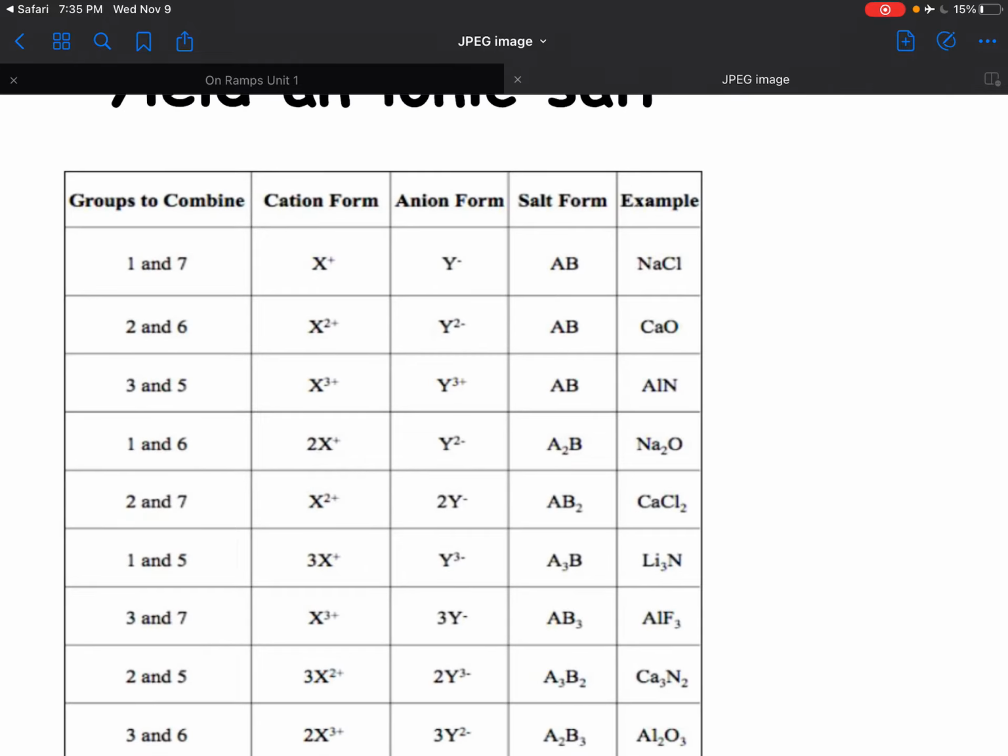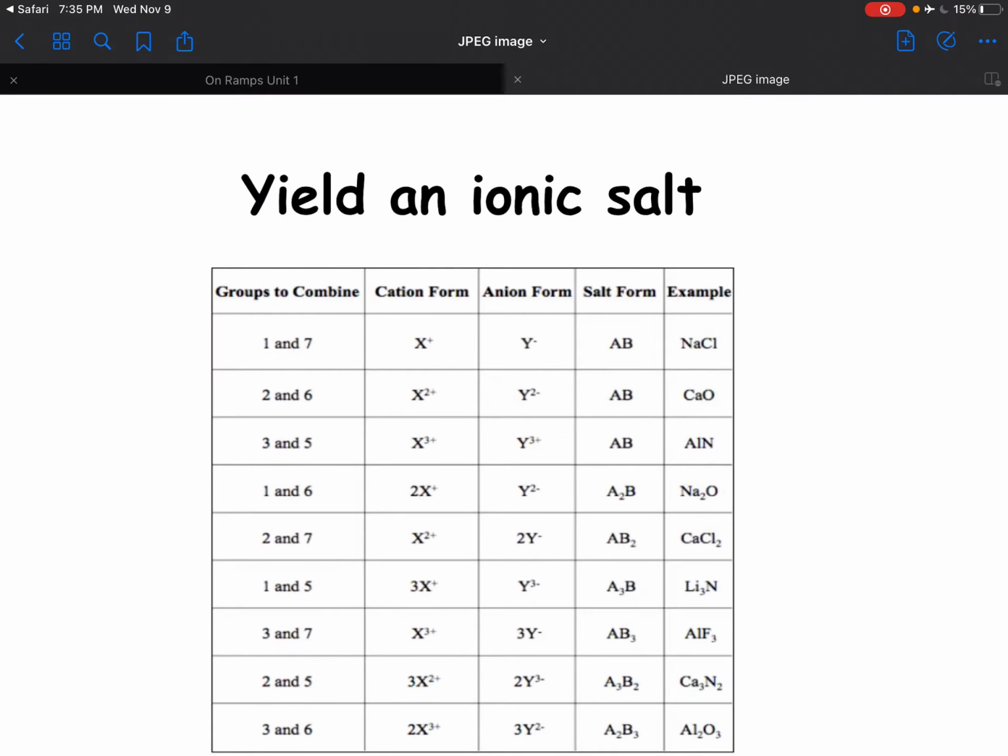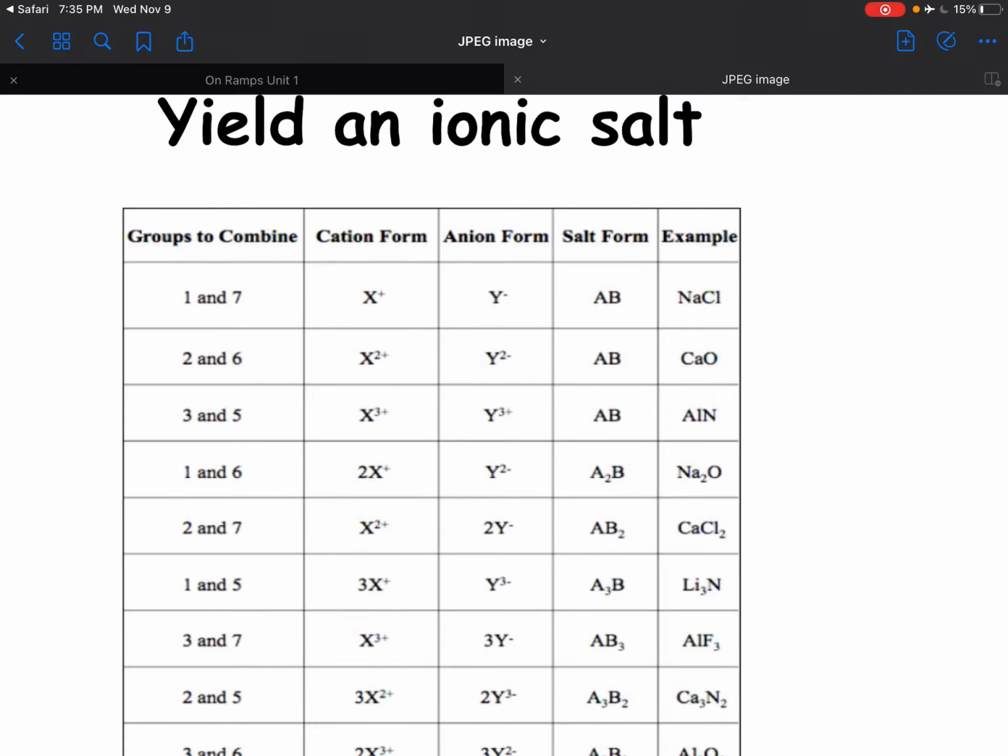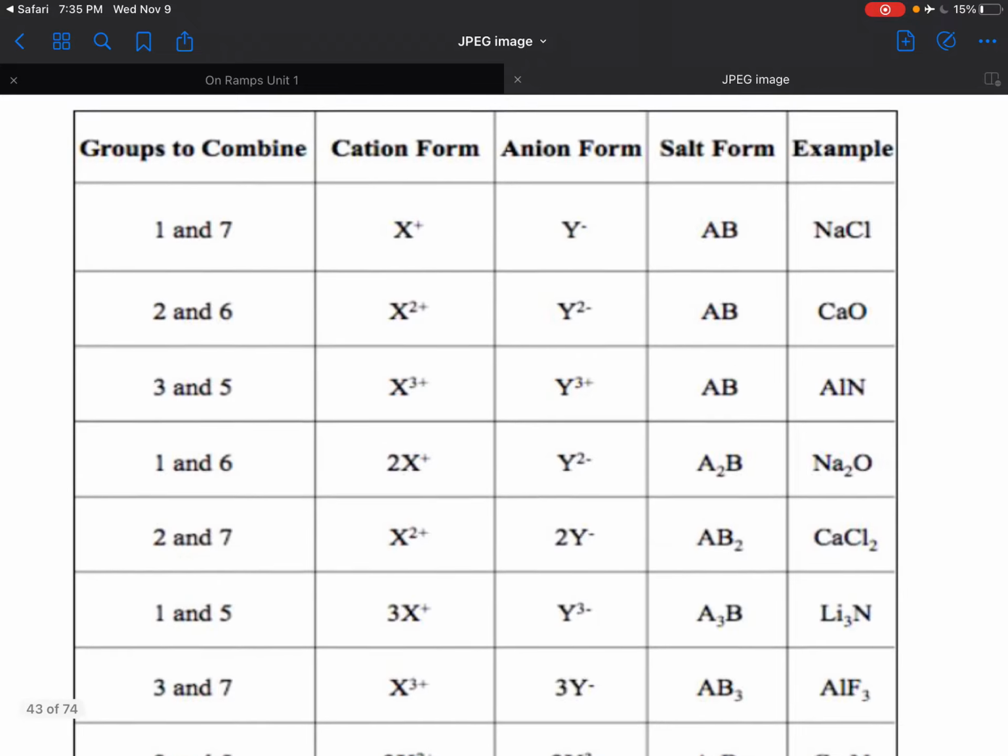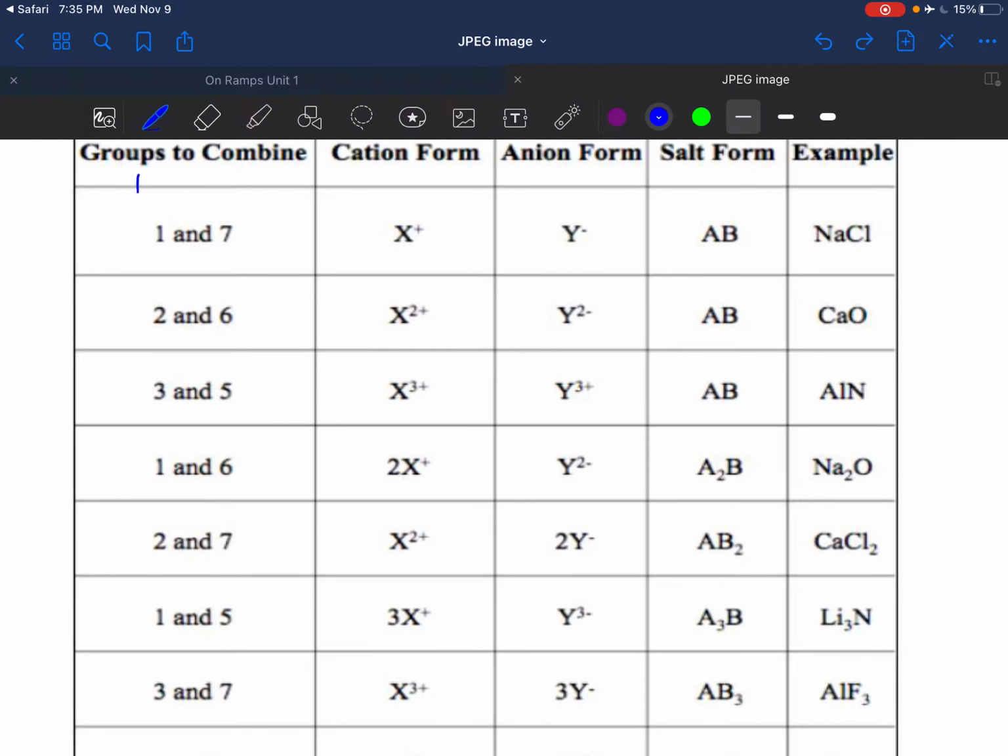Okay, so you have to be able to, on the test, tell me which one is an incorrect salt. So group 1 and group 7. Group 1 has a +1 charge. Group 7 has a -1 charge. So when we swap them, you should have no subscripts. Group 2 has a +2 charge. Group 6 has a -2. So when you swap them, one gets a 2, the other one gets a 2.